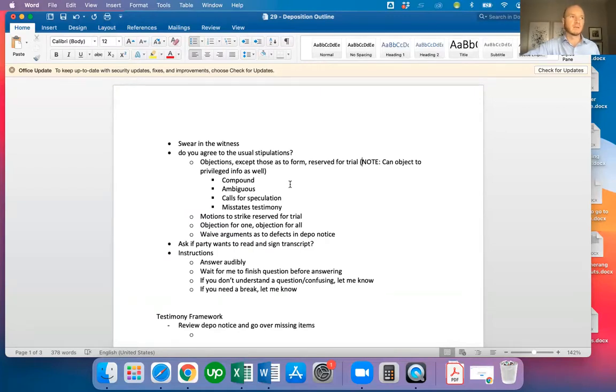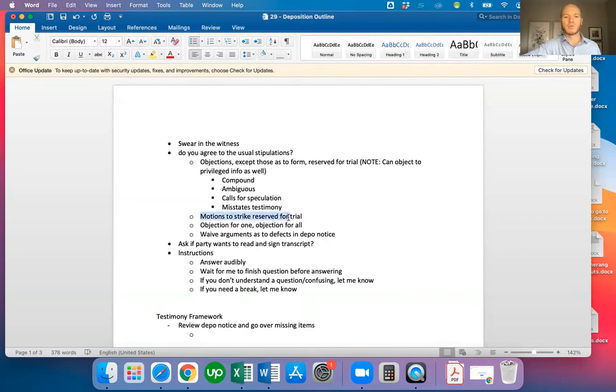You're not objecting to something being irrelevant, unless, I guess, it got totally outrageous and somebody was going off the reservation with tremendously irrelevant things, you kind of have to deal with it at a certain point. But generally, you're not objecting during a deposition. So that's the first of the usual stipulations.